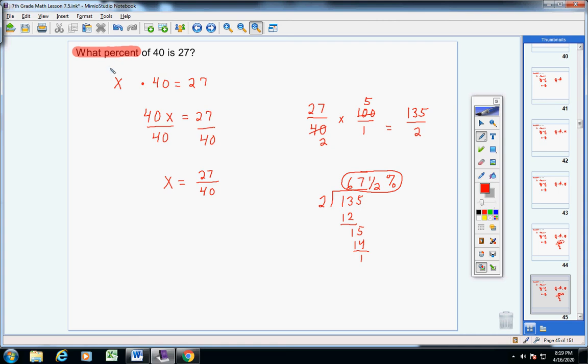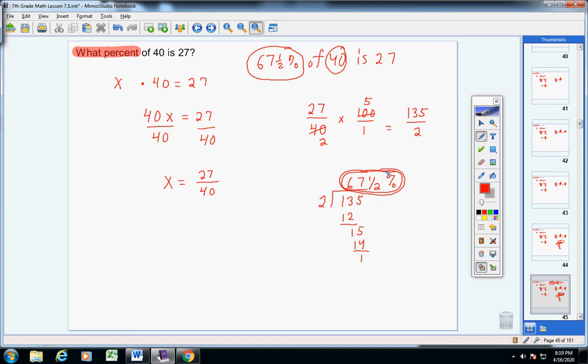So what percent of 40 is 27? In other words, now listen carefully to what this is saying. 67.5% goes right here: 67.5% of 40 is 27. So what does that mean? That means you're taking this percentage out of this number here. Got it? So this is your answer.